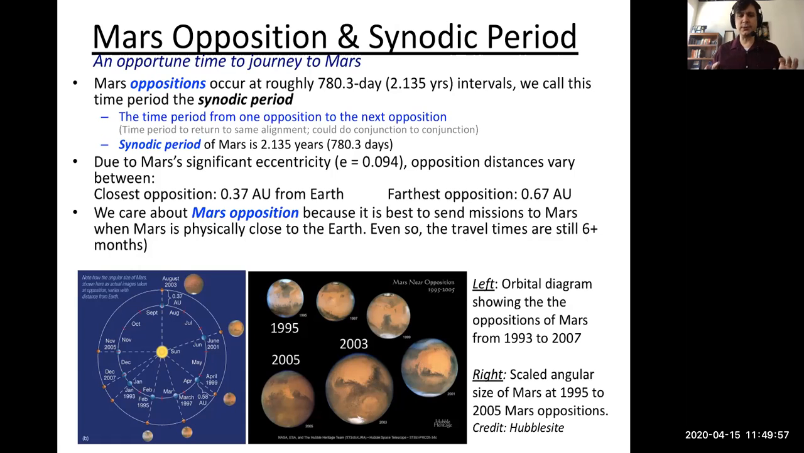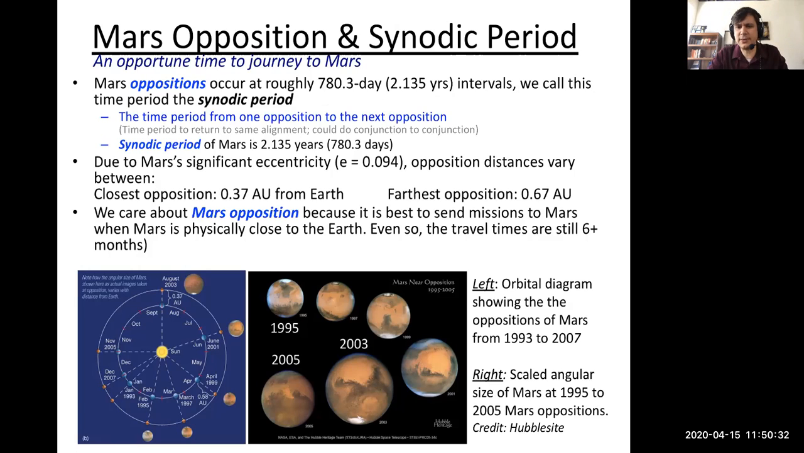This sounds familiar because we talked about the synodic period of the moon. That was from full moon to full moon or new moon to new moon. Whenever the moon, Earth, and sun all had the same geometry, they're all in a straight line. So the synodic period is getting the same orbital arrangement, the same alignment between the planets. So for Mars, the synodic period is about 780.3 days, just over 2 years. So the synodic period, the time period between oppositions, is just over 2 years.